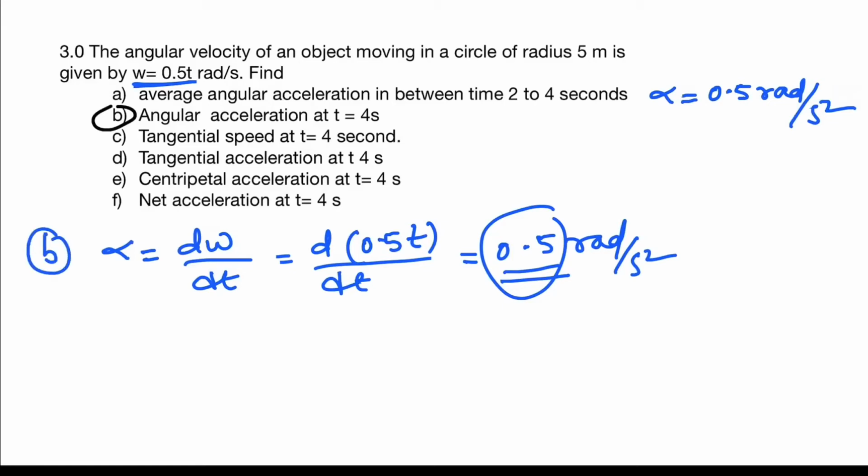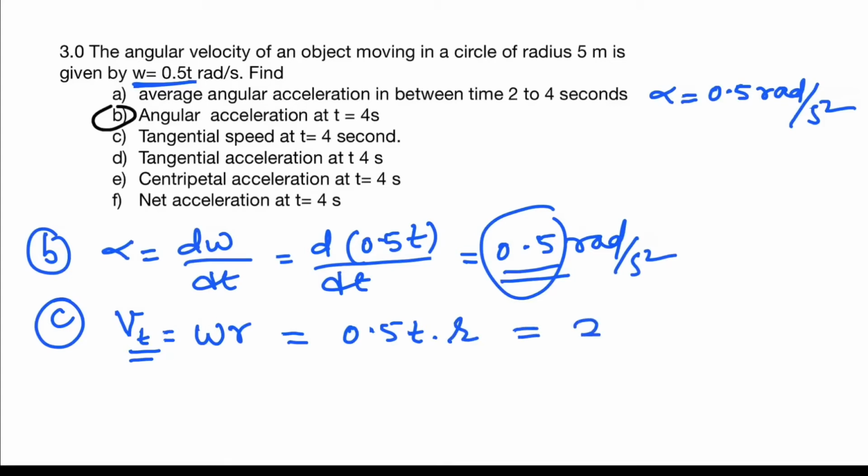Now section C, the tangential speed at the moment the time t is equal to 4 seconds. The tangential speed is given by omega r. So omega is a function of time t. It means the magnitude of tangential velocity is also changing with time. And this is equal to 0.5 t into r, and r is 5 meter. That means this is equal to 2.5 t meter per second.